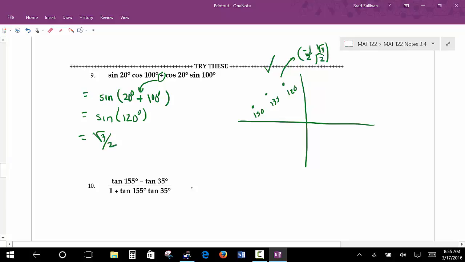Okay, next problem. All right, the key is, did you use tangent sum or did you use tangent difference? Tangent difference. Okay, so it goes like that. So now you're going to be doing 155 minus 35, which is kind of a good deal. It's 120, so we've already got that point established. So what did you do? You do y over x, right?